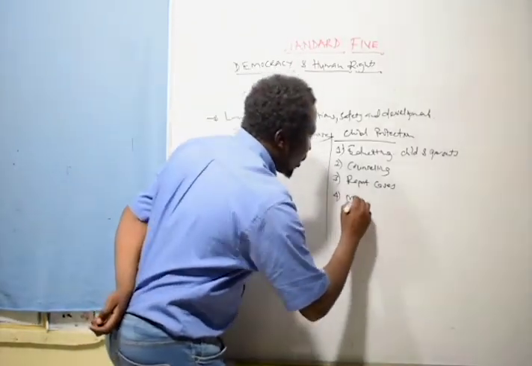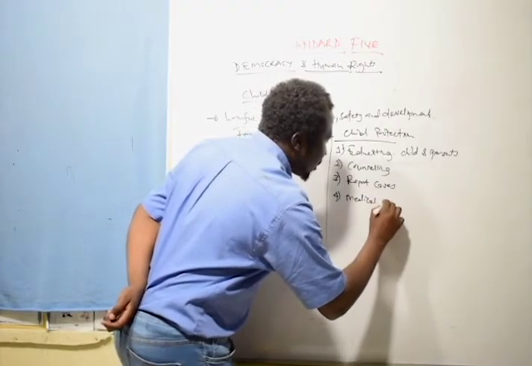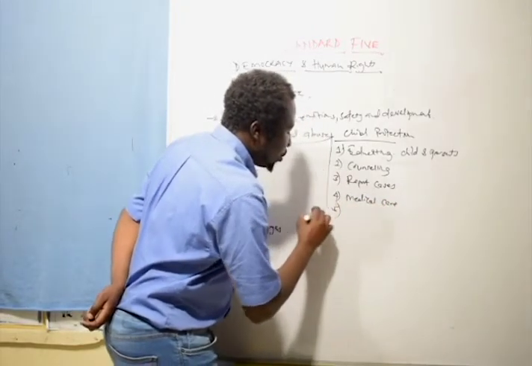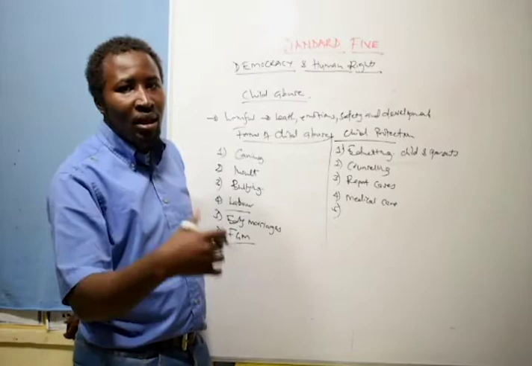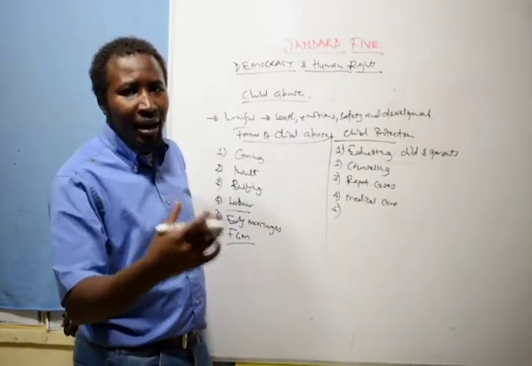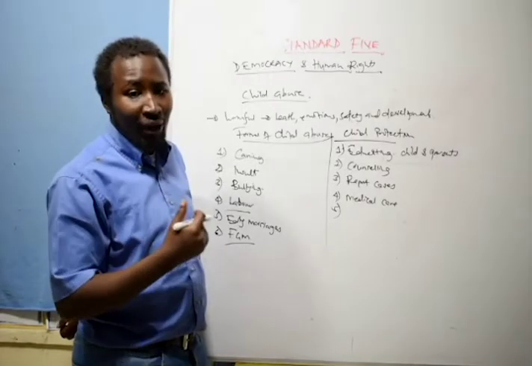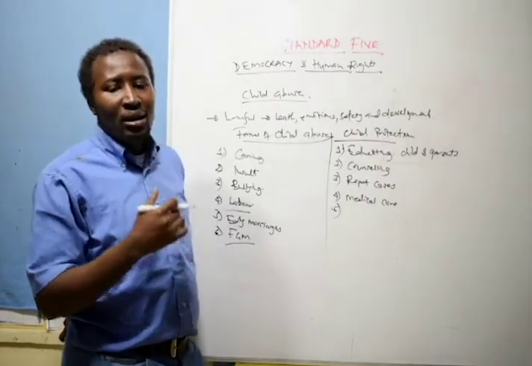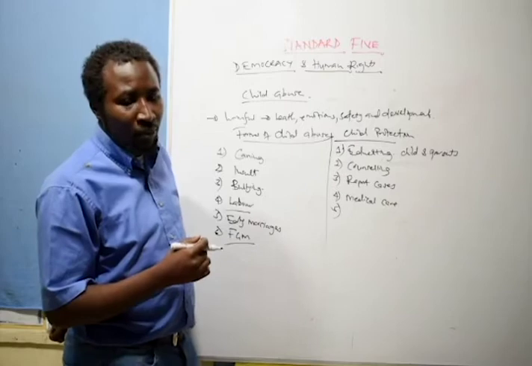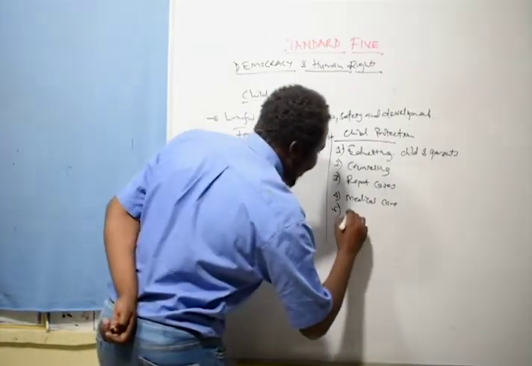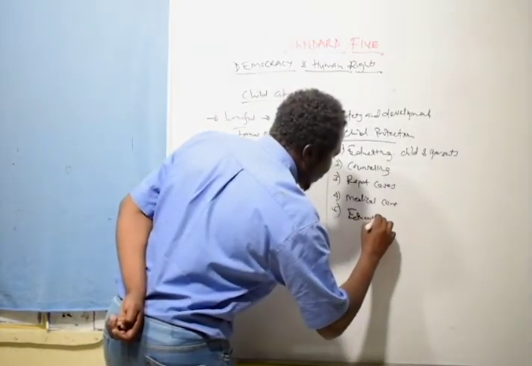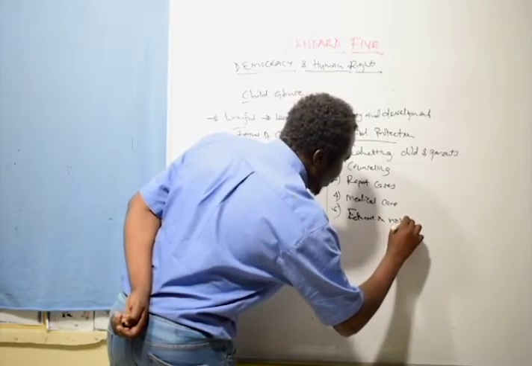Another one is medical care. Whereby, if a child is abused, an example is sexual harassment, the child should be taken to hospital and treated with immediate effect. So medical care is very essential for such a program. Another one is to educate children on their rights.